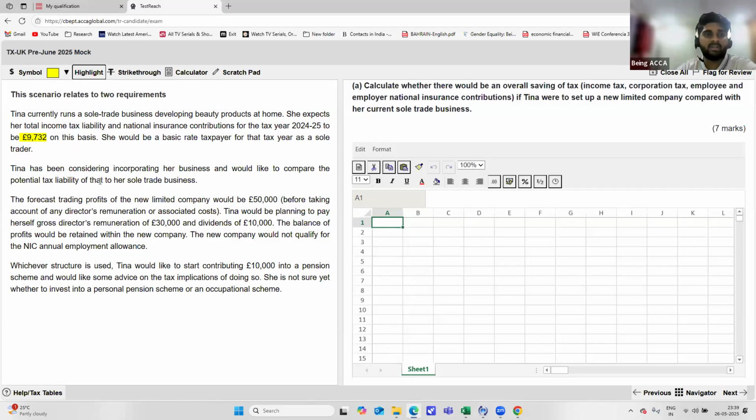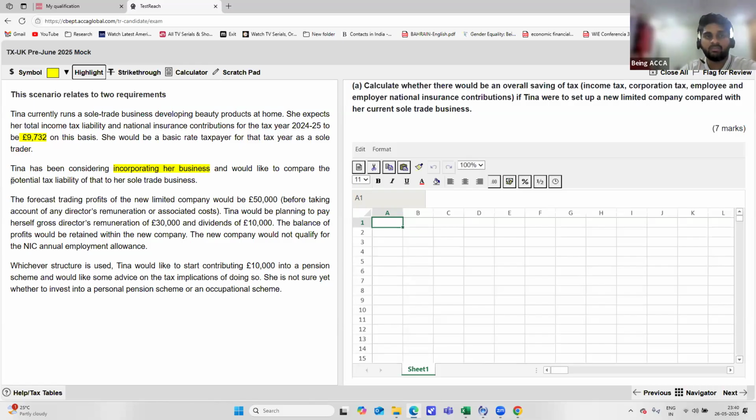Tina has been considering incorporating her business and would like to compare the potential tax liability of that to her sole trade business. Currently she's running as a sole trade, but now she wants to incorporate her business. If she incorporates, the business becomes chargeable for corporation tax. So right now she has a tax liability of 9,732 with NICs, but if she incorporates, she would be liable for corporation tax as well. Now she wants to compare which one would be lower.